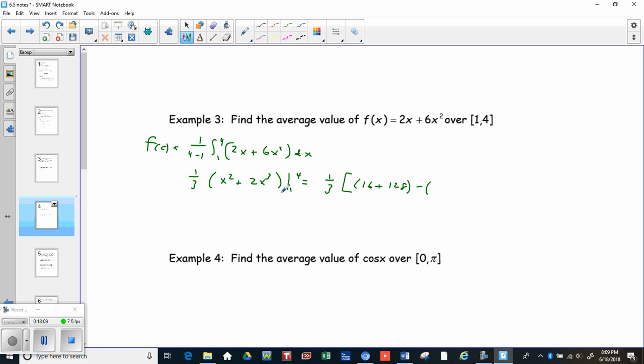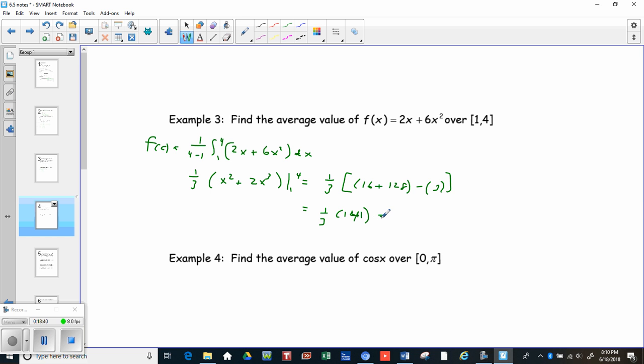Minus, let's see, plugging in 1, I get 1 plus 2, so that's 3. So it looks like I get 1/3 of 16 plus 128 is 144, minus 3 is 141. Okay, that number is divisible by 3 if you didn't already know the trick. If you take the digits of a number and add them up, and that number, which is 6 here, is divisible by 3, the whole thing is divisible by 3.